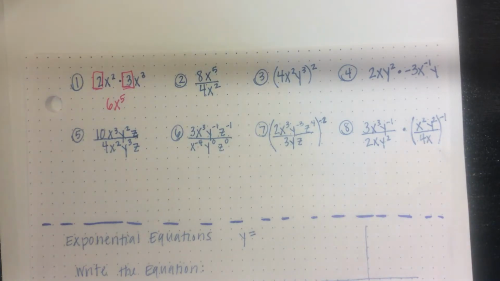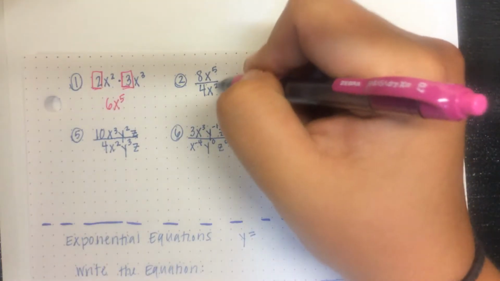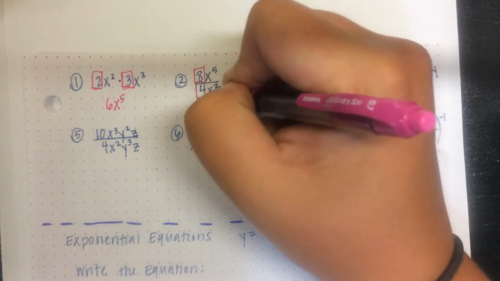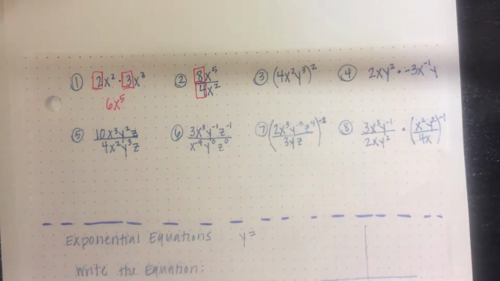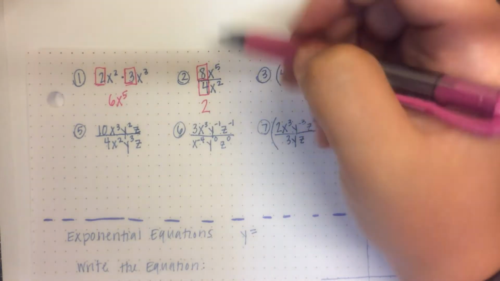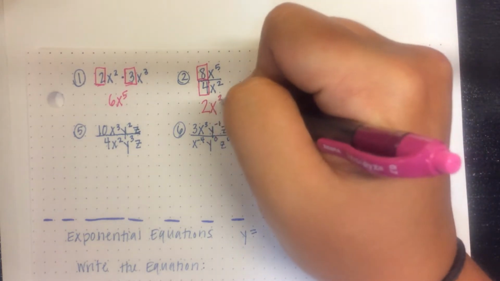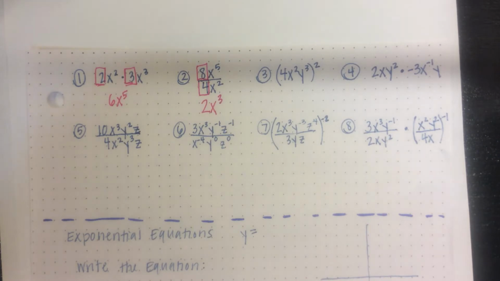Right? For number 2, I got division. So for my exponents, I'm going to subtract, but again, 8 and 4 are separate. They don't have exponents. So I'm just going to do 8 divided by 4, which is 2. And then I can subtract my exponents. 5 minus 2 is 3. So we get 2x cubed.